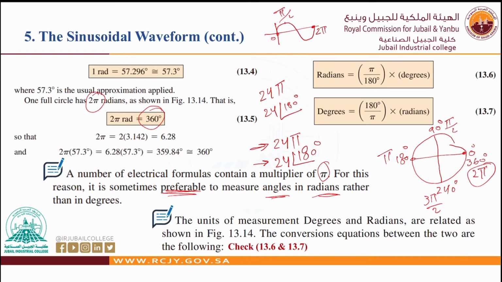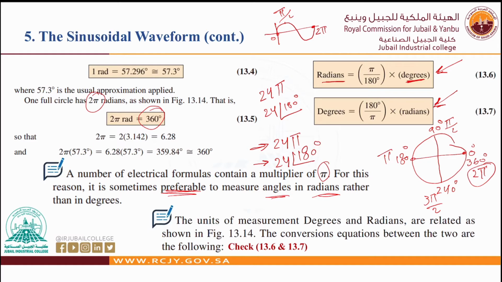The units of measurement, degrees and radians, are related as shown in the figure. The conversion equations between the two are the following. You should have them memorized, guys. If I have degrees and I want radians, I should use pi over 180 multiplied by the degrees. And if I have radians and I want degrees, I use 180 over pi. It is just the opposite.